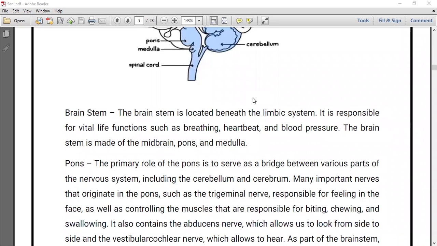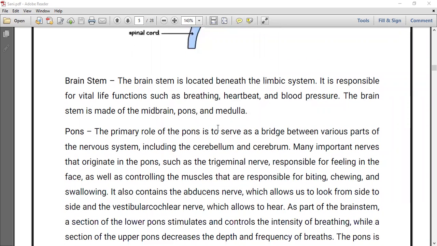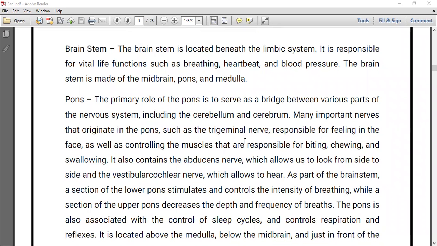The second one is the pons. The primary role of the pons is to serve as a bridge between various parts of our nervous system, including the cerebellum and cerebrum. Many important nerves originate in the pons, such as the trigeminal nerve, responsible for feeling in the face, as well as controlling the muscles responsible for biting, chewing, and swallowing.